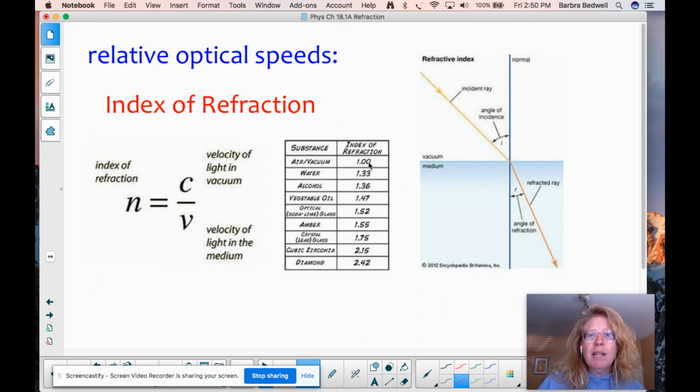Common ones that we see a lot: air. I'm going to expect you to be able to remember that, but you've got a computer in front of you. You can look it up if you need to. Water, it's a little bit slower. And as you get into things like glass, and as you get into things like cubic zirconia and diamond, it gets even slower yet. So again, the index of refraction is simply defined as the ratio of unimpeded speed divided by the slower speed through the material that it's in.